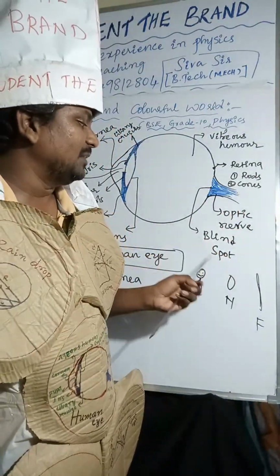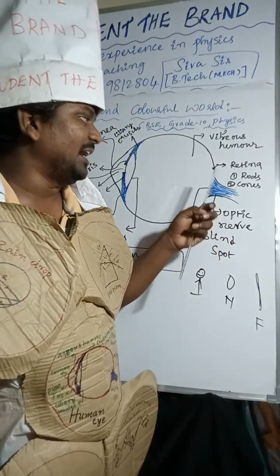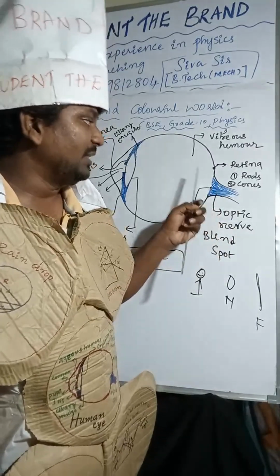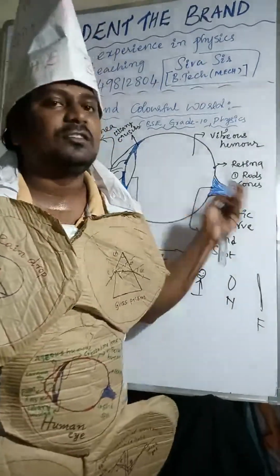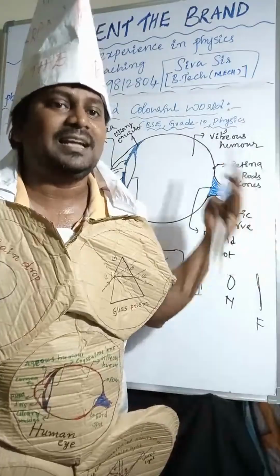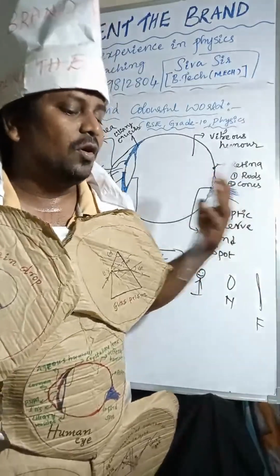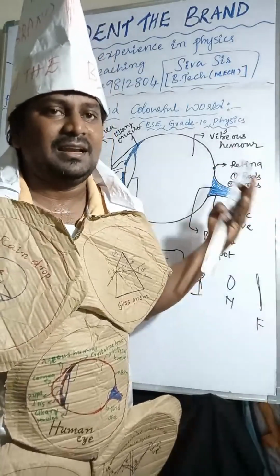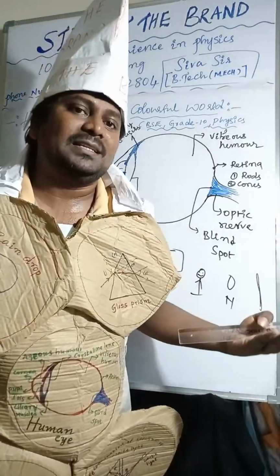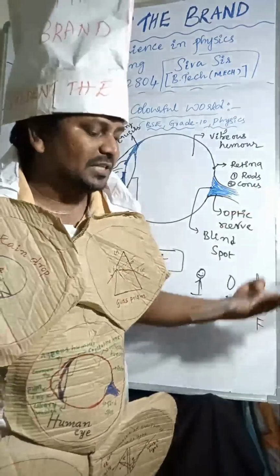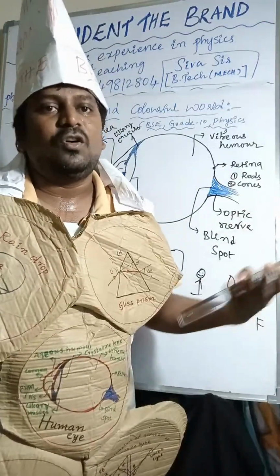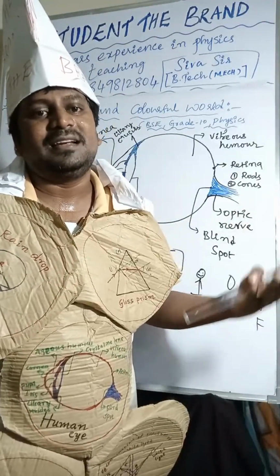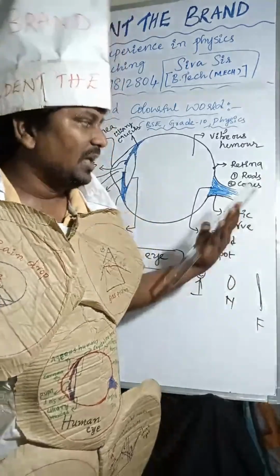Now the blind spot. No image will form there. Light rays will not reach that point, so there is a dark place. That is called the blind spot. If more rods and cones are present at a point in the retina, that is called the yellow spot.